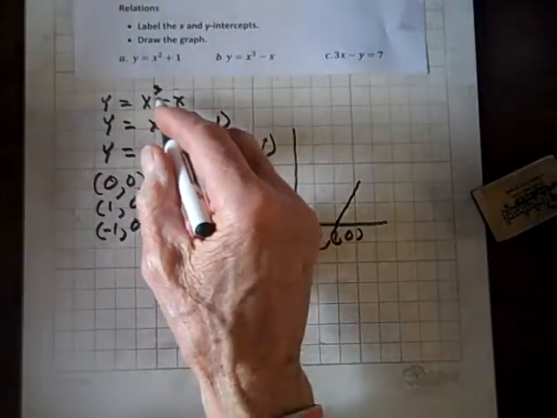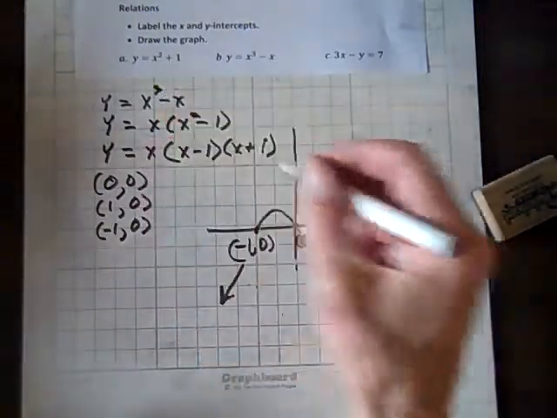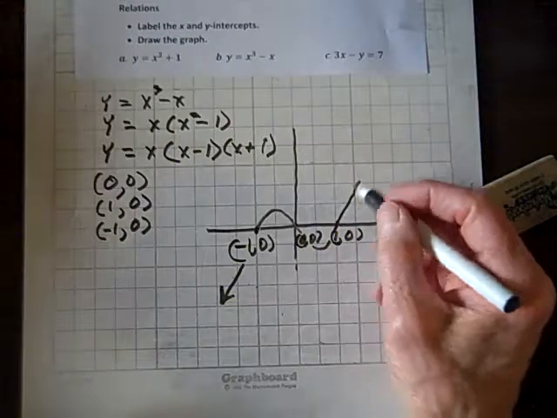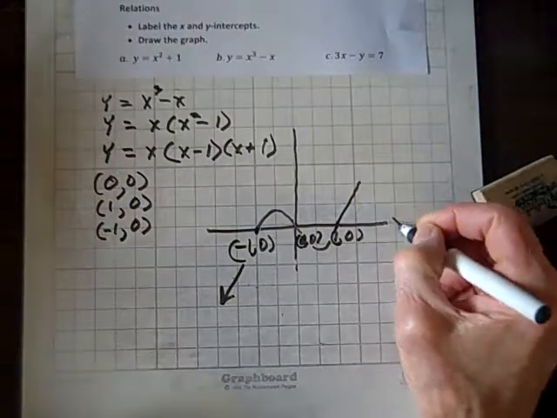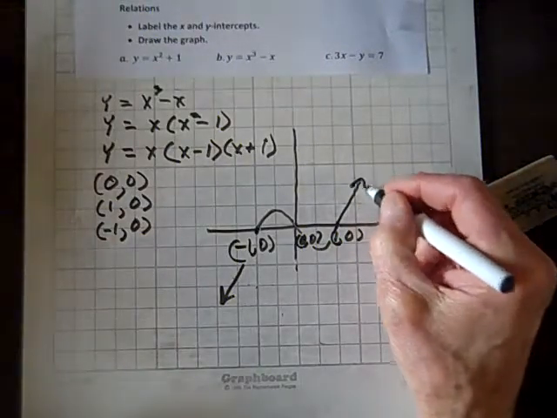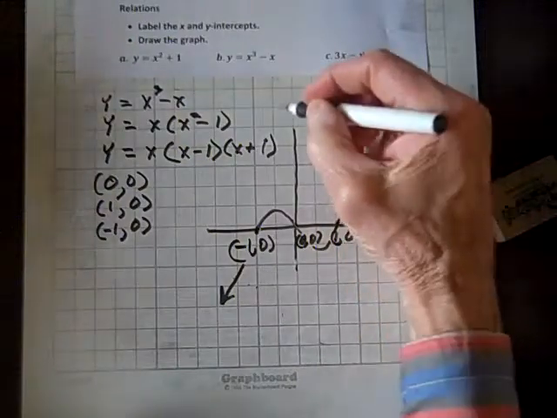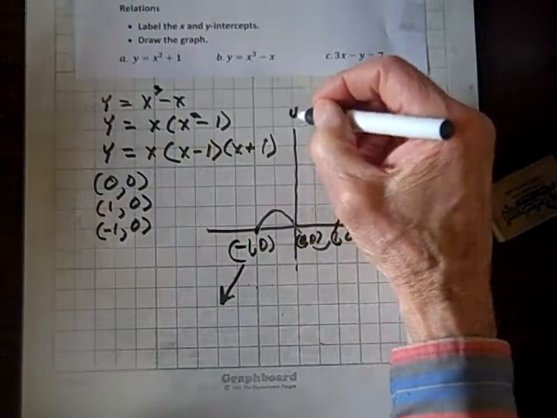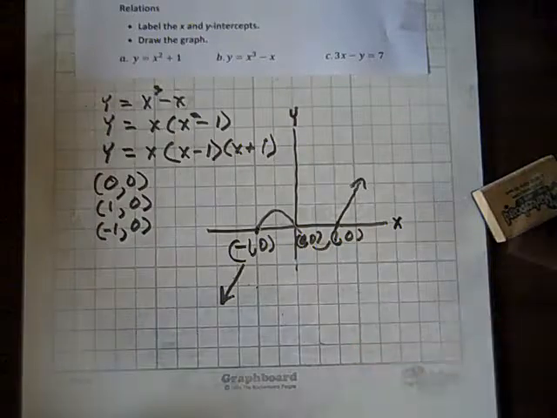Anytime it's an odd degree, then the ends will go in opposite directions. Now, we're not too concerned about the vertical values, we just want the general shape, and we've done it.